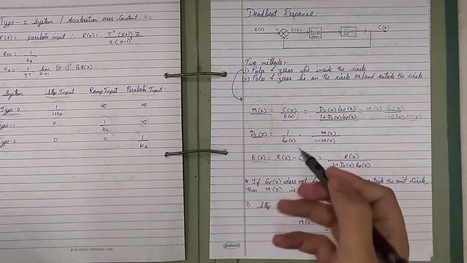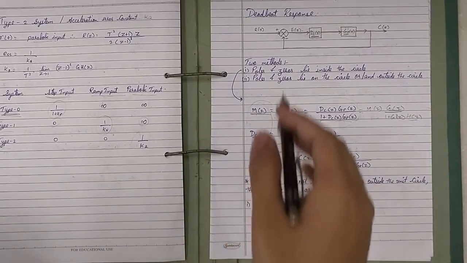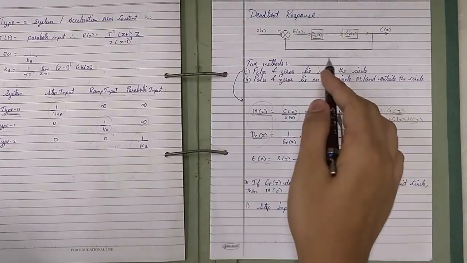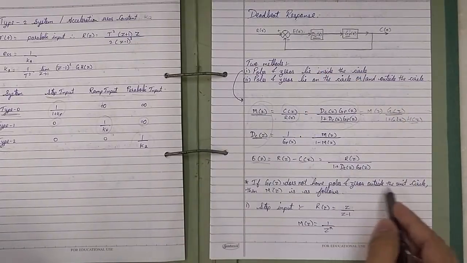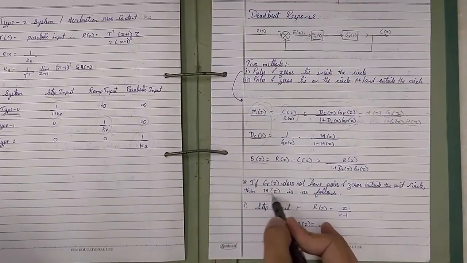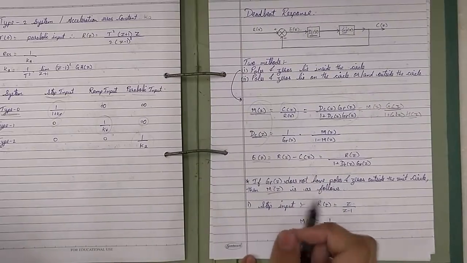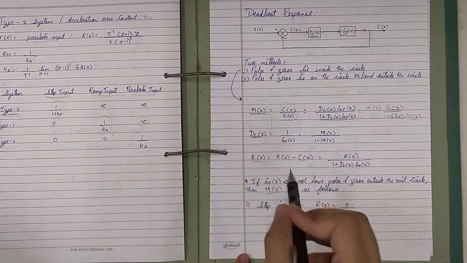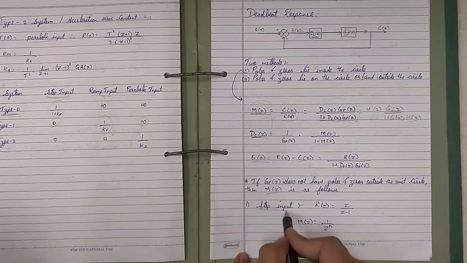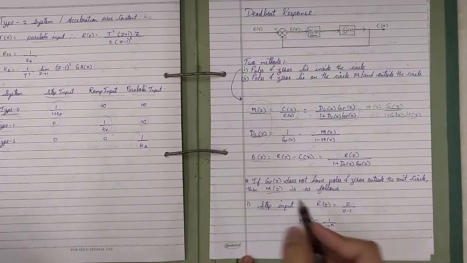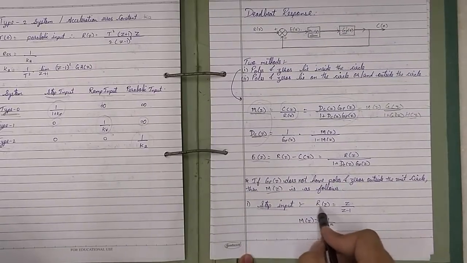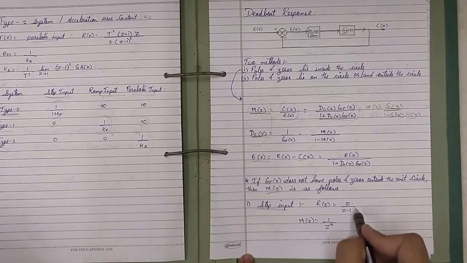Now as I said, the condition that we are looking at is when all the poles and zeros lie inside the circle and none of them lie outside the circle. Then we have a fixed value for M of Z. There are two types of inputs for which the entire sum will be solved. First will be the step input and the other will be the ramp input. For step input, we know that R of Z is nothing but Z upon Z minus 1, so the input will be Z upon Z minus 1.